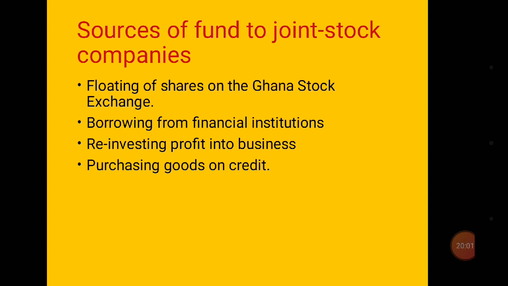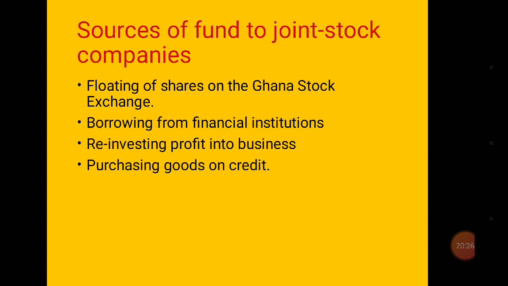Then borrowing from financial institutions. Because joint stock companies have legal identity, they find it easier to borrow from financial institutions. Then reinvesting profit into the business is another source of funds. Sometimes joint stock companies can reinvest what they have already earned from their investment into the business.